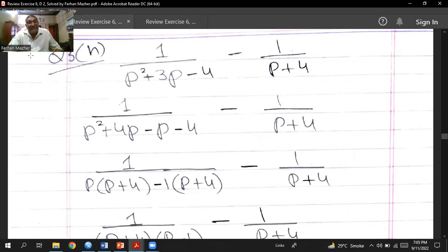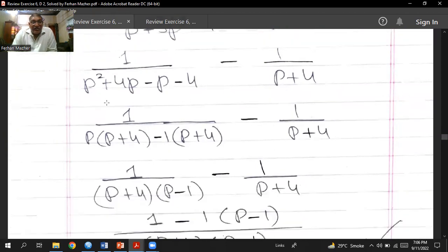So when I multiply these extreme terms, I get 4. The pairs of 4 are 4 and 1 and 2 and 2. I want that pair which by subtraction will give me positive 3. So that pair will be 4 and 1. So we will take positive 4 and minus 1. So you can see I've written here p squared plus 4p minus p minus 4. And then you have a negative 1 by p plus 4.